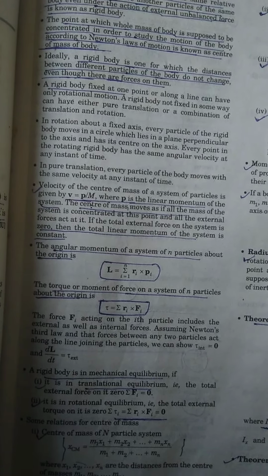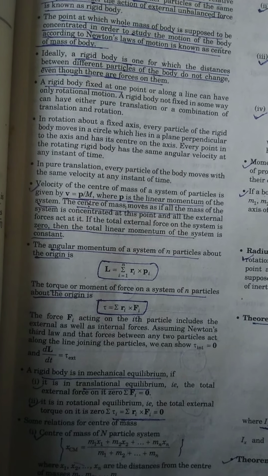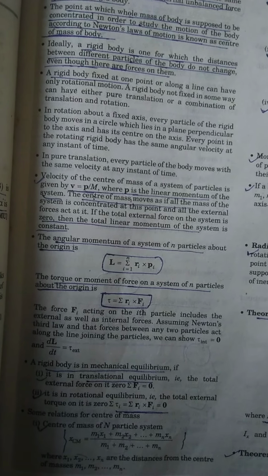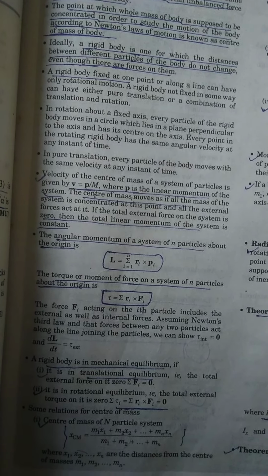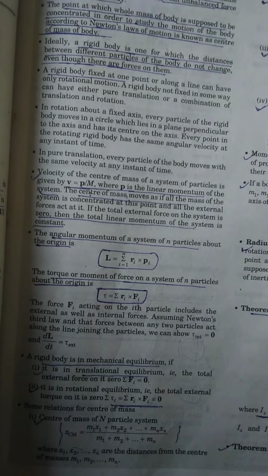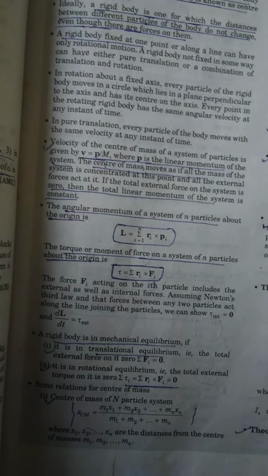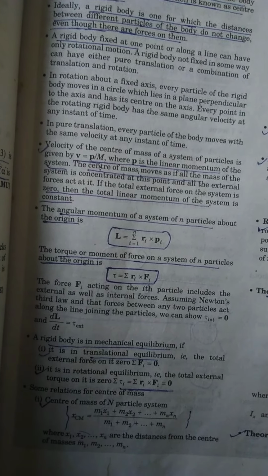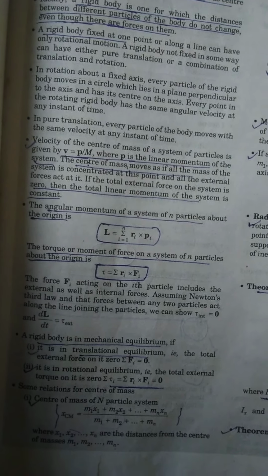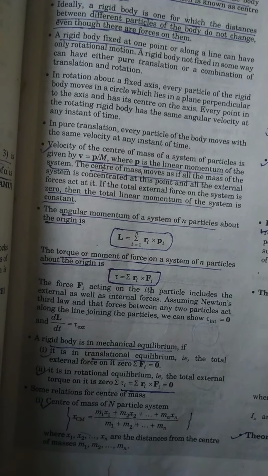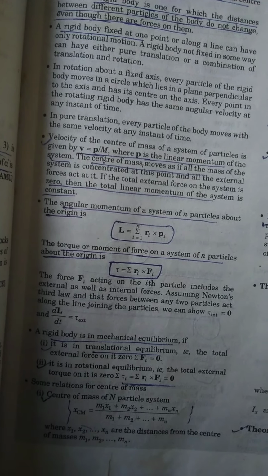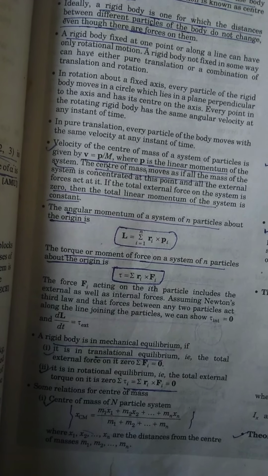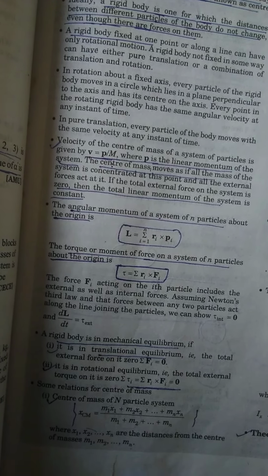The angular momentum of a system of n particles about the origin is L = summation of ri × pi. The torque, or moment of the force, on the system of n particles about the origin is tau = summation of ri × Fi, where Fi acts on the i-th particle, including external as well as internal forces. Assuming Newton's third law, with forces between two particles along the line joining the particles, we can show dL/dt = tau external.